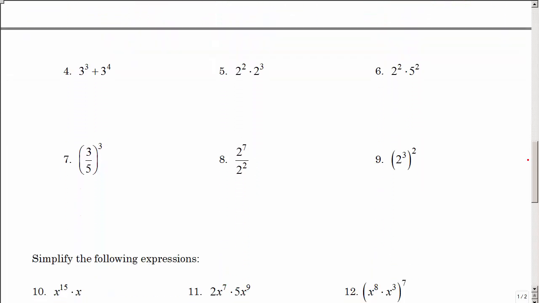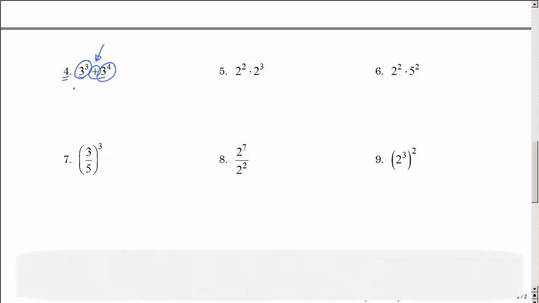Let's look at these next ones. We're still evaluating, meaning I'm getting a number. Now, number 4 is trying to trick you into using some property of exponents that doesn't exist. There's no property, go back and read it, that says if you have the same base with an addition sign. Not one property, and there's not one in any other math book, all right? So we have to go through order of operations. We're going to do the exponents first and then add. So we just figured out what 3 to the third power was. I think that was on problem number 1.